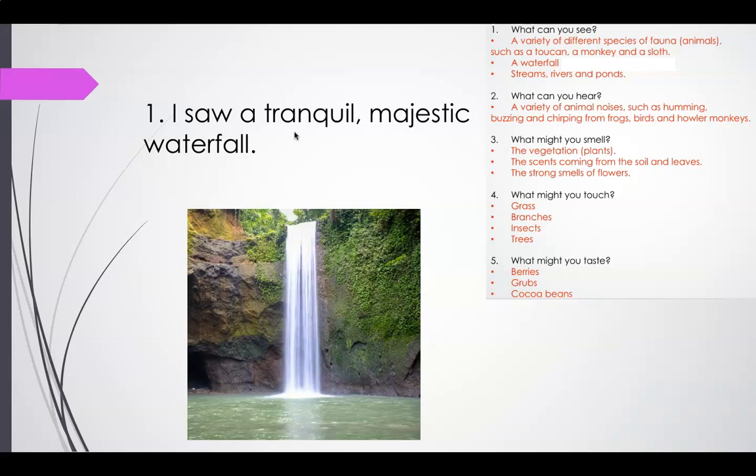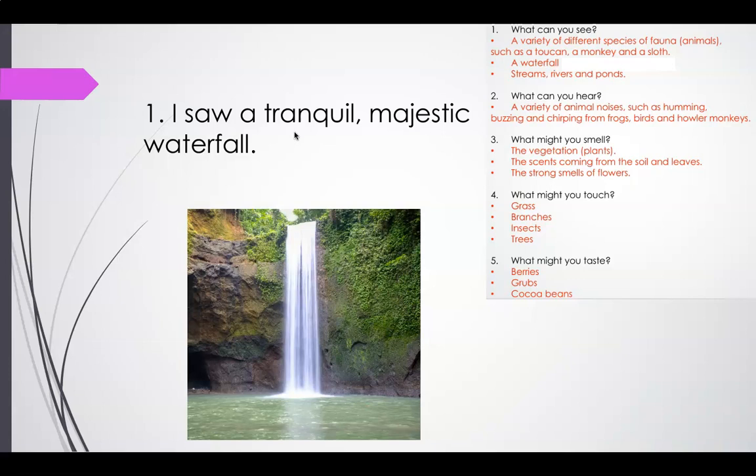Do you know what those 2 words mean? Don't worry if you don't. The word tranquil means quite calm, calming, a calming waterfall. It's not an aggressive waterfall, it's a calm waterfall. Majestic means that it has lots of beauty. And I think this waterfall is majestic. It does have a lot of beauty. Now you can see that my sentence has already been improved from I saw a waterfall to now I saw a tranquil, majestic waterfall.